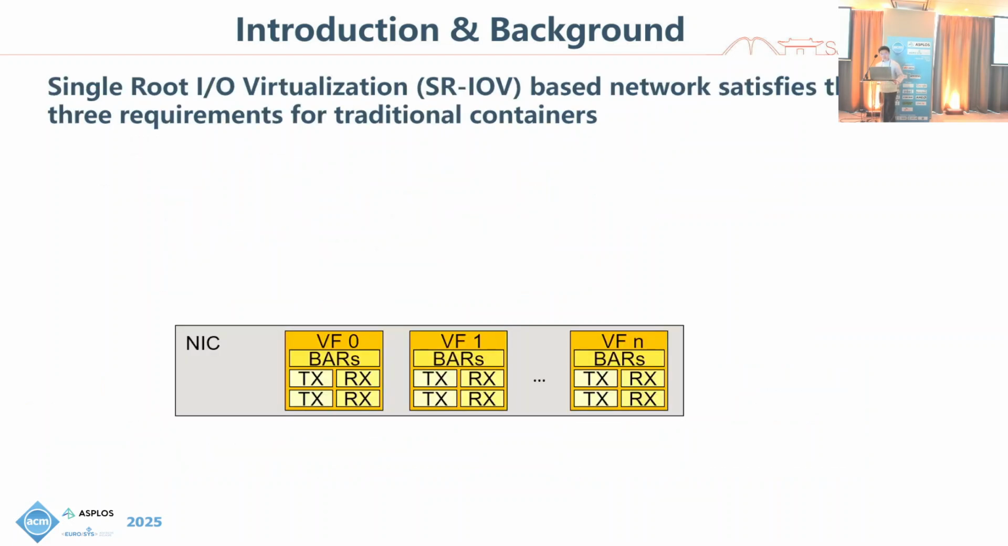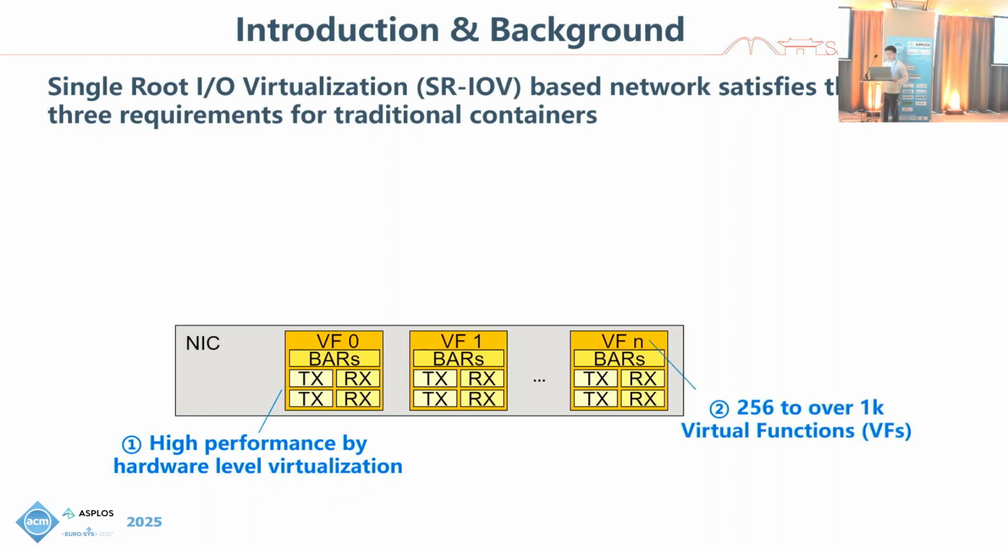Container network based on single root I/O virtualization, or SR-IOV, technology can satisfy the three requirements for traditional containers. SR-IOV can virtualize the resources of a network interface card into multiple virtual functions. Compared with software virtualization, SR-IOV provides stronger performance isolation and incurs lower data plane overhead. And with supporting technologies like Scalable IOV, the number of virtual functions that can be created on one network interface card has increased from about 200 to over 1,000, providing a high deployment density.